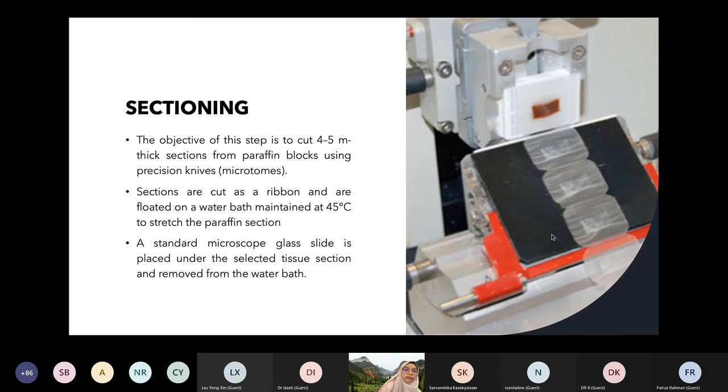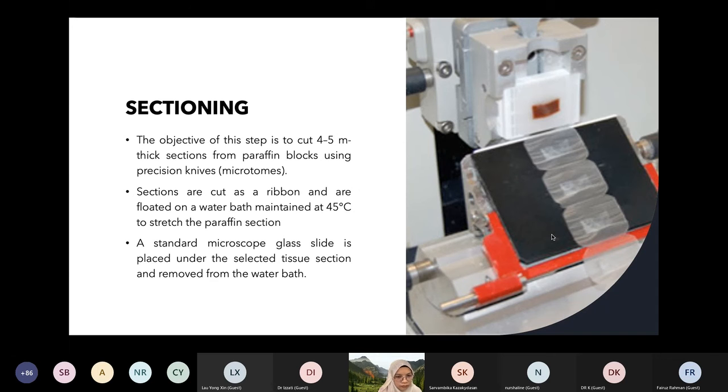So the objective of this step is to cut about 4 to 5, or previously, like I said, 2 to 7 micrometer thick sections from the paraffin blocks. Okay, we will use microtomes, and the sections are cut as a ribbon and will be floated on a water bath maintained at 45 degrees Celsius to stretch the paraffin section. And then these sections will later be fished out using the microscope glass slide.